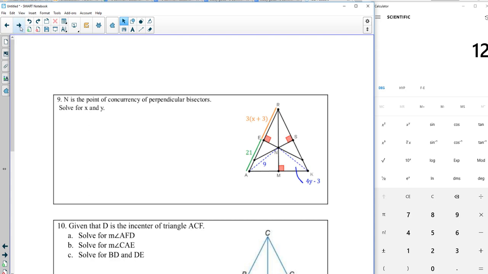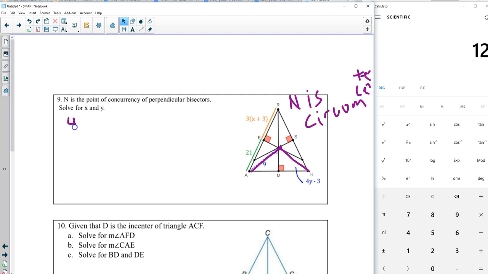Okay, so on this one, they want n. N is the point of concurrency of perpendicular bisectors. Okay, so then therefore it's a circumcenter. That tells us n is a circumcenter. Okay, so the circumcenter tells that each corner is an equal distance to this point here. So that says that A to N is equal to the distance from K to N. So we could find y that way.